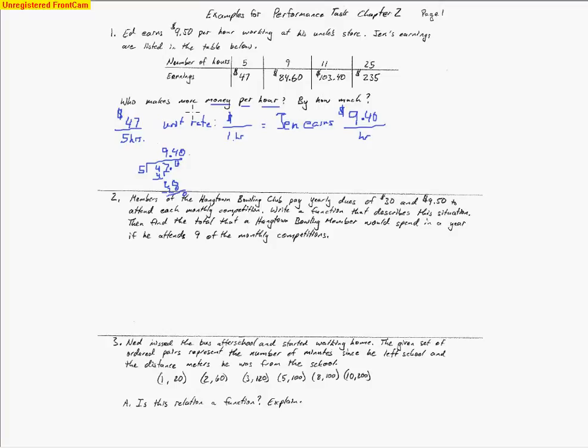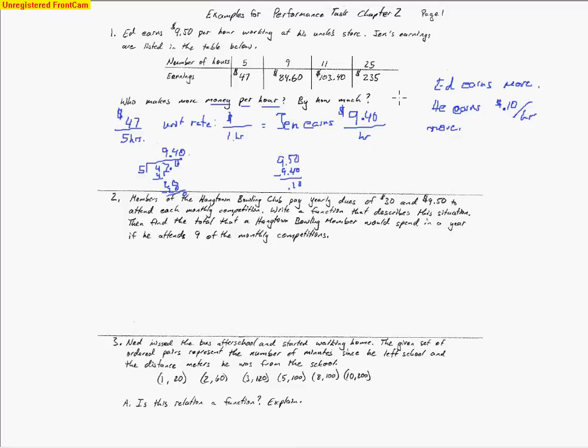And so who earns more? Well, Ed earns more. Now, how much? If I subtract $9.40 from Ed's earnings of $9.50, that gives me 10 cents, 10 hundredths of a dollar. So Ed earns 10 cents per hour more. So that is number 1.